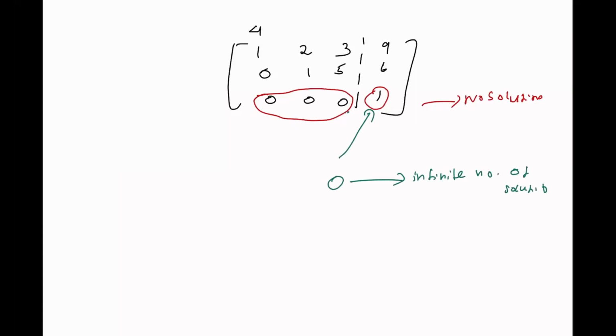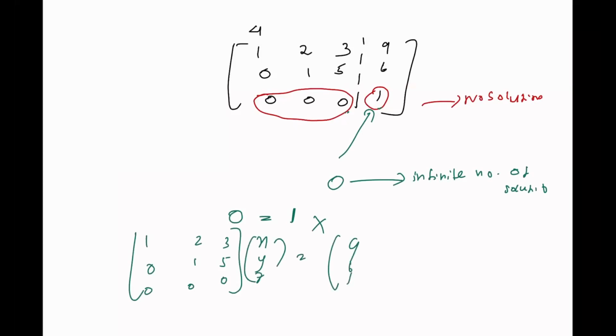Because if this is 0, this last equation becomes, if it is a non-zero value, it becomes 0 equals 1. So this cannot happen. Because in this equation, if you get this equation, it is 1 2 3 0 1 5. After Gaussian elimination, something like this, x y z, is equal to 9 6 1 or something, let's say. So in the last equation, the first two equations don't matter, but in the last equation you will get 0 equals 1. So this cannot happen. So this system cannot have a solution.